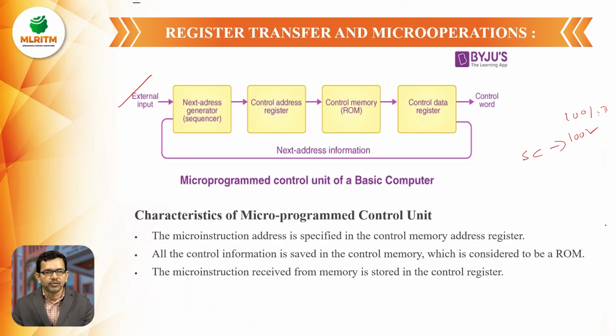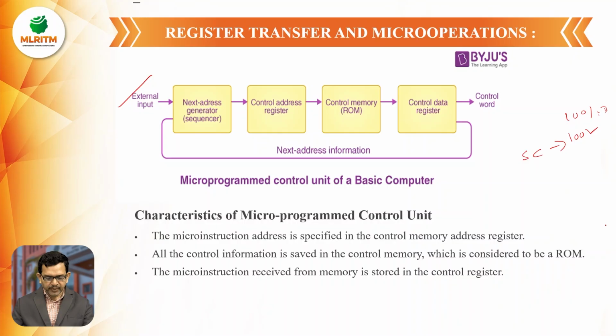We'll call it the control address register. Once the data is stored in the sequence counter, it is immediately transferred to the control address register, that is CAR. From there it is transferred to control memory, which is ROM, and from there it is transferred to the control data register. So after the block diagram, we will see what the characteristics of microprogrammed control are.